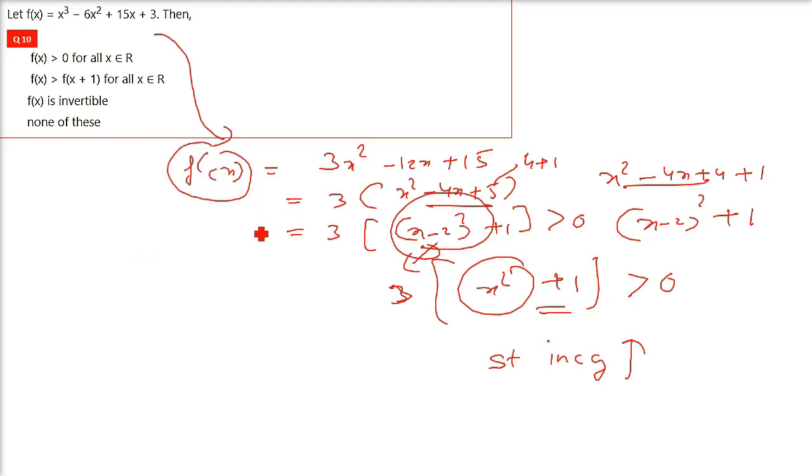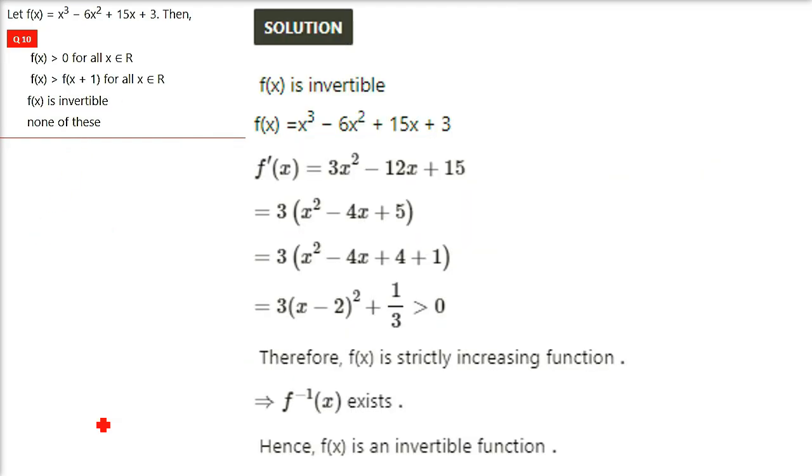So when you have strictly increasing, that means f inverse exists. That I told you in the beginning of the discussion of this chapter: if a function is strictly increasing, that means the inverse also exists. So when the inverse exists, the third option, which says f(x) is invertible, can be used. So what we have done here is that finally things come down to the option that says f(x) is invertible. So this is how you are going to do this.